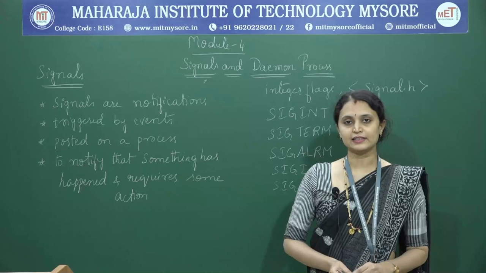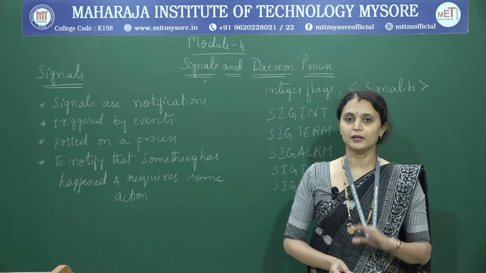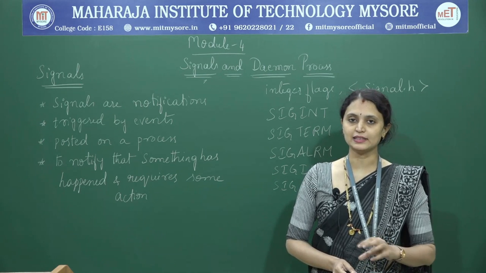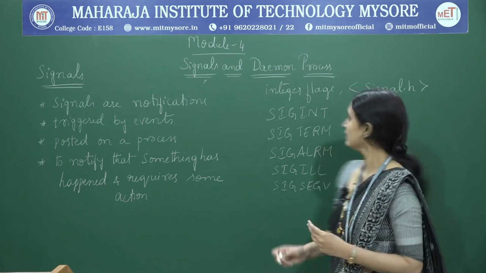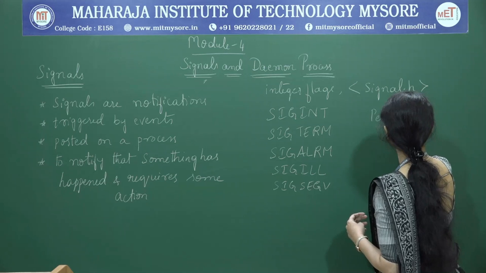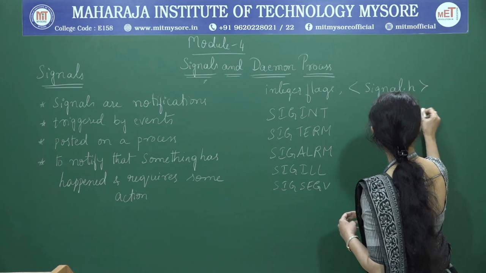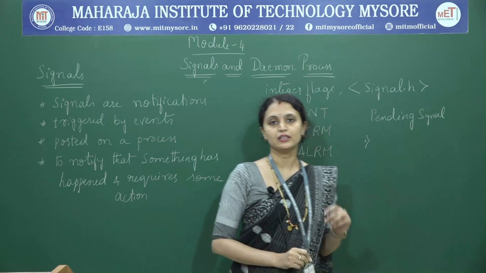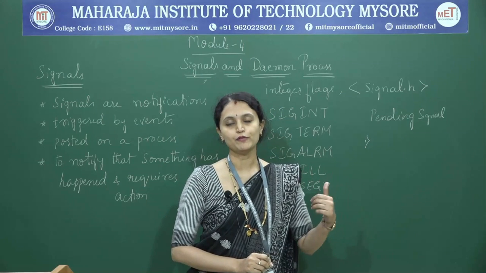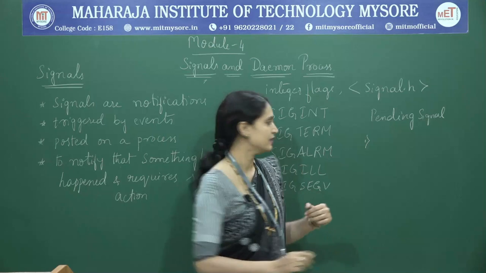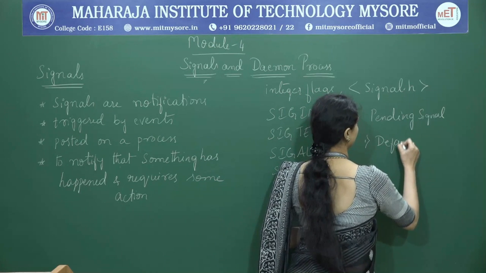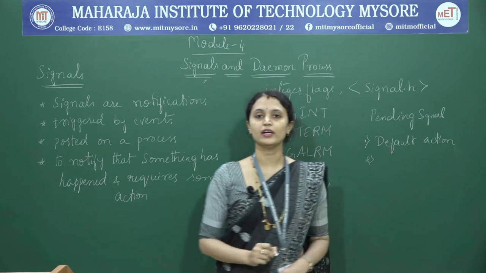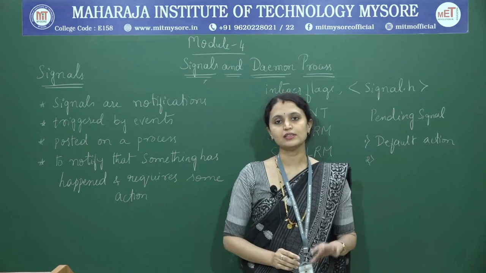When a signal is sent to a process, it might be pending. Whenever a signal is pending at the process side, it may be handled in three ways. The first one is to perform the default action of the signal. The second one is to ignore the signal.